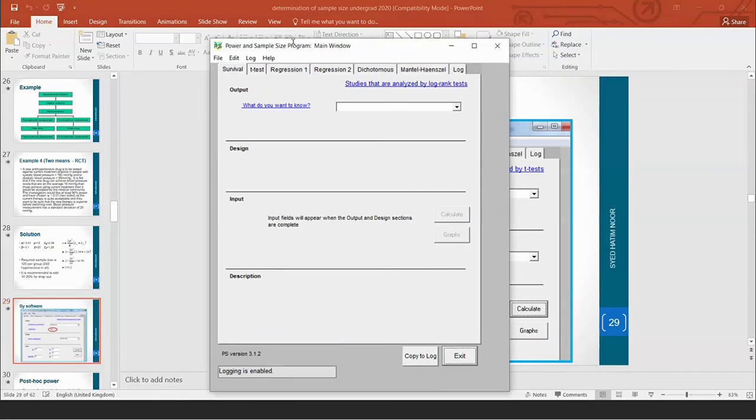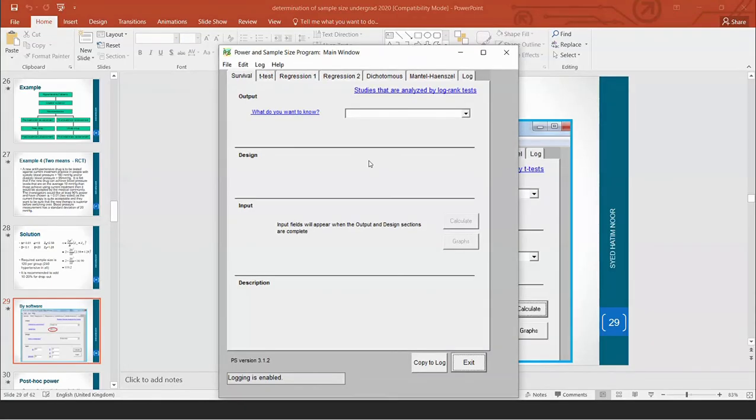Alright, so you got this PS software. You have many options here, for example if you use survival, regression, dichotomous. There are many actually. Now we use two means. Two means, later you will learn about the statistical test.